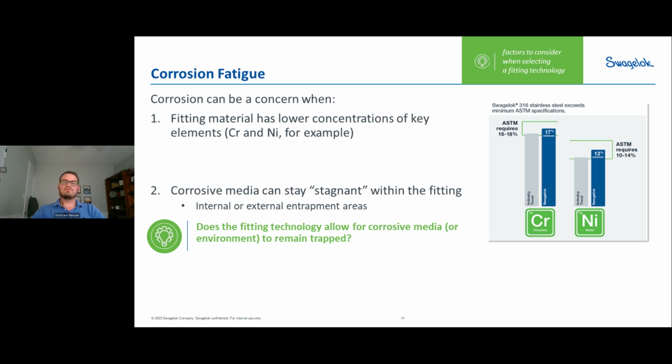One of the big reasons corrosion fatigue is a problem is you can get areas where the corrosive media, whether it's internal or external, gets trapped. And that just means that the area where that is at gives the opportunity for corrosion to occur. So what we really want to keep in mind is there are areas that have the ability to trap media. You don't want that to happen. You really want to make sure that your internal and external areas allow the media to flow around or in.